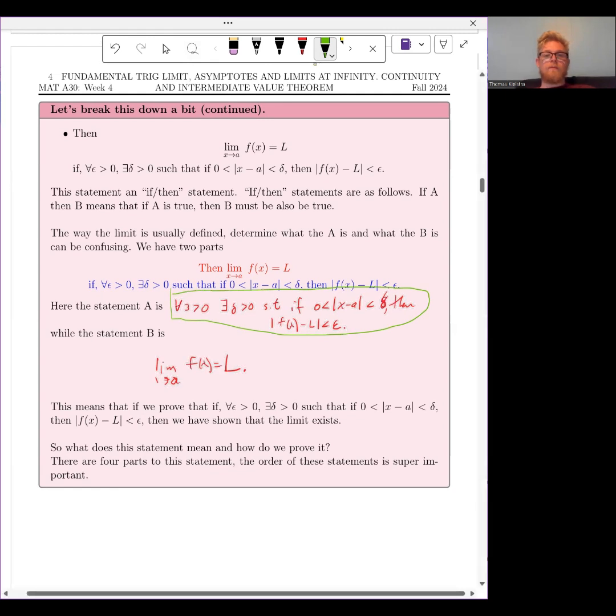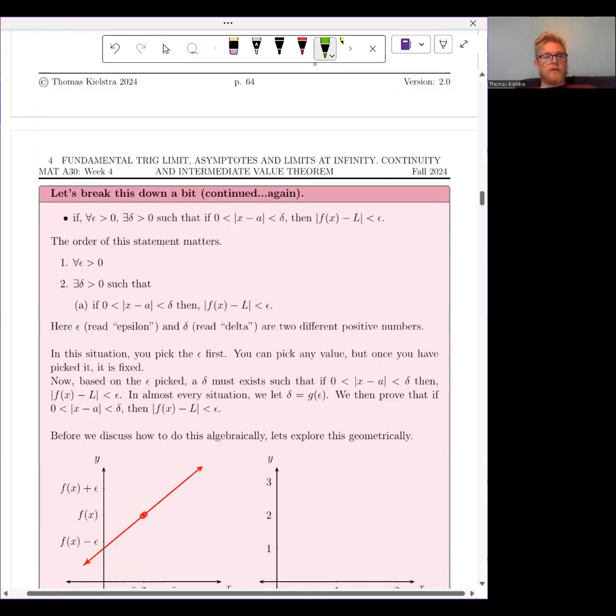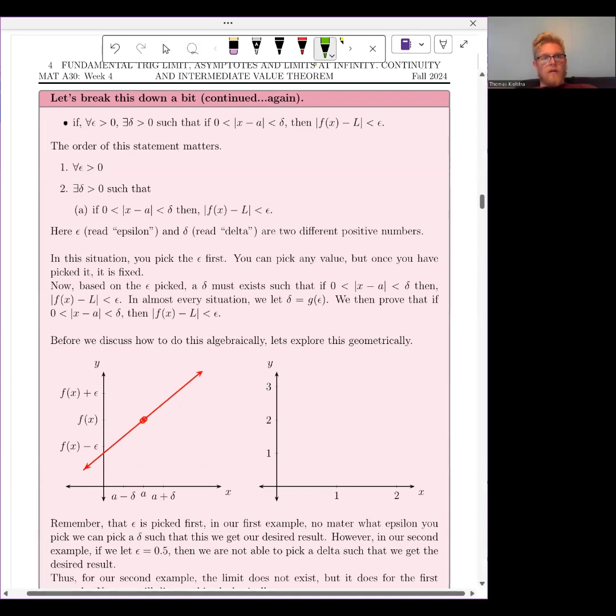This statement A has four main parts, and the order in which they appear is super important. So let's break this statement down a little bit before we try and start solving problems. The statement is: if for all epsilon there exists a delta such that if 0 is less than |x - a| less than delta, then |f(x) - L| is less than epsilon. So the order of the statements is really important.